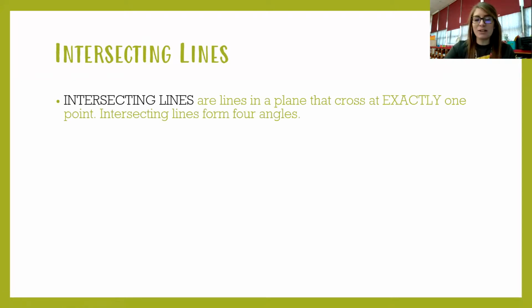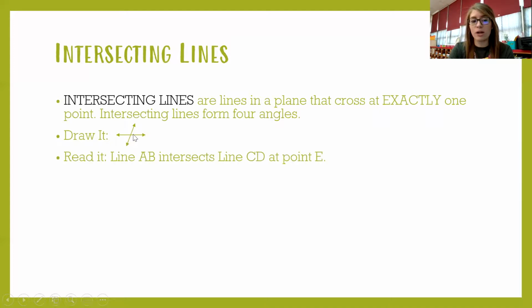Intersecting lines. Intersecting lines are lines in a plane that cross at exactly 1 point, and they form 4 angles. Whether it's obtuse or acute angles, they just form 4 angles. So we would draw it kind of like this. Notice how they cross each other at 1 point, and they've got 4 angles that they form: 1, 2, 3, and 4.